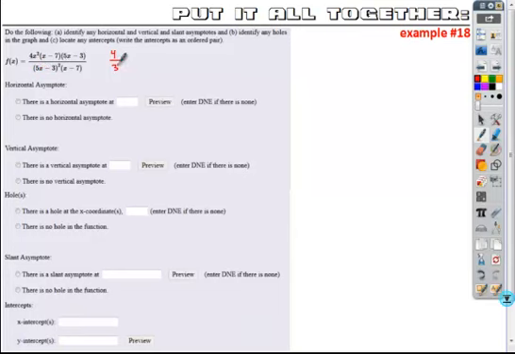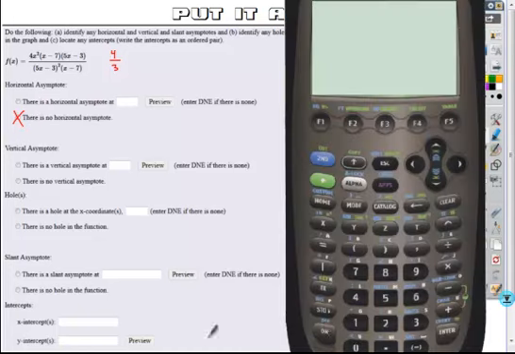Okay, can you use long division on this? Can you divide a power of 3 into a power of 4? Yeah. So this is the one where there is no horizontal asymptote. Instead, there's going to be a slant asymptote. So let's go ahead and find that first.